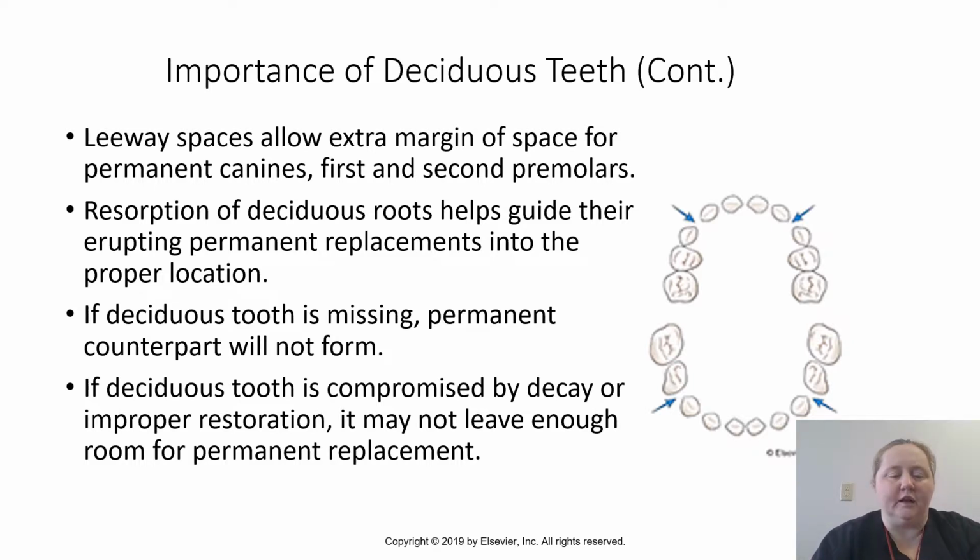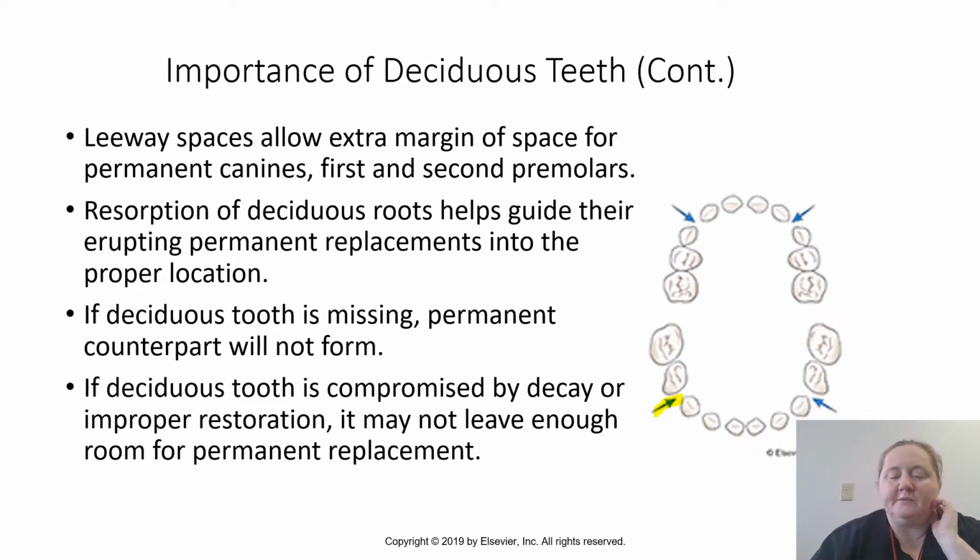Resorption of the root. Okay, if the deciduous tooth is missing, the permanent tooth may be misplaced. And if the deciduous tooth is compromised by decay or improper restoration, it may not leave enough room for the permanent replacement. Okay, so here are the primate spaces that we were talking about.